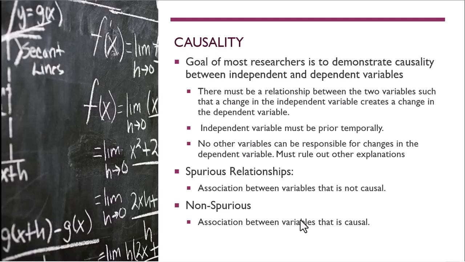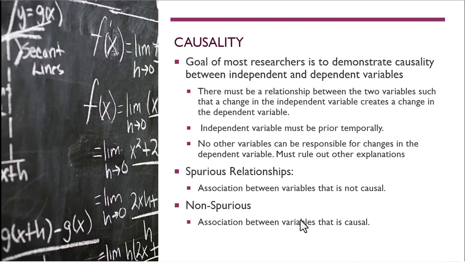And the goal of all this is to be able to demonstrate that our independent variable is causing some sort of change to our dependent variable. And so we need to show that there's a relationship between the two variables such that a change in our independent is going to create some sort of change in our dependent, right? That our cause is actually causing the change we see in our outcome or effect. The independent variable therefore must come before or prior to our dependent variable.